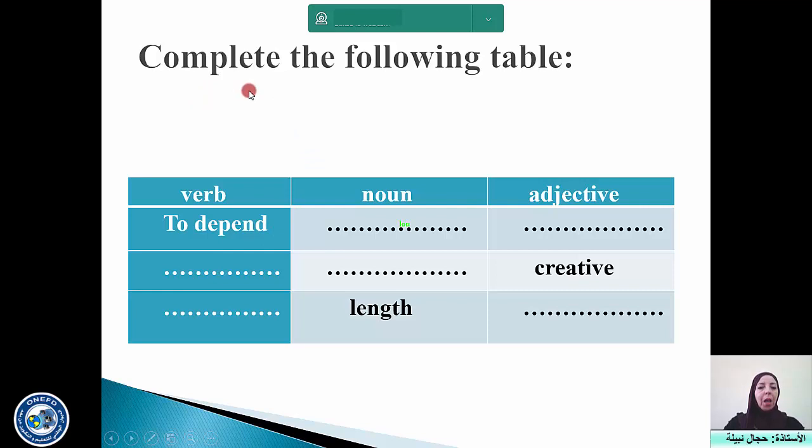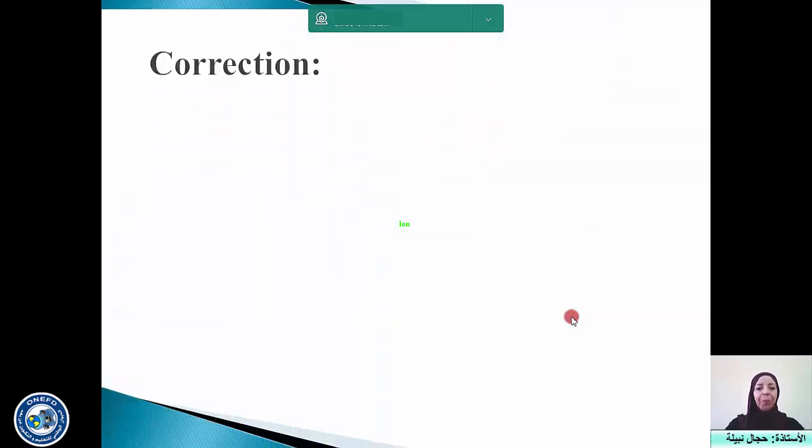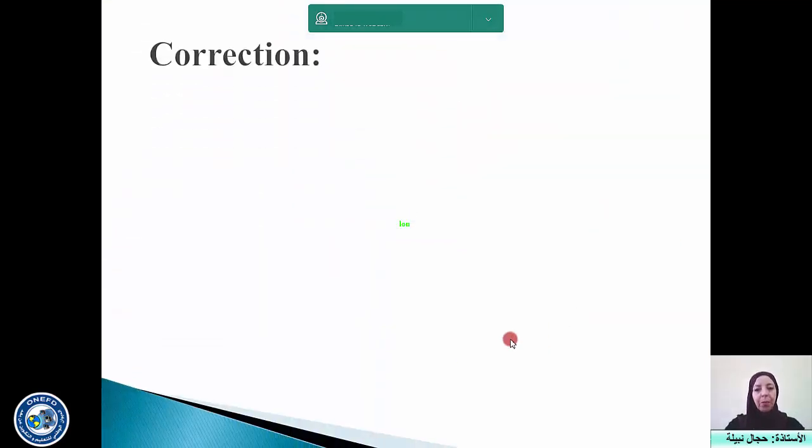Now I'd like you to complete the following table with the missing category for each word in this table. So what is the noun and adjective of to depend? What's the verb and noun of creative? And what's the verb of length and the adjective of length also? Okay. That's correct.